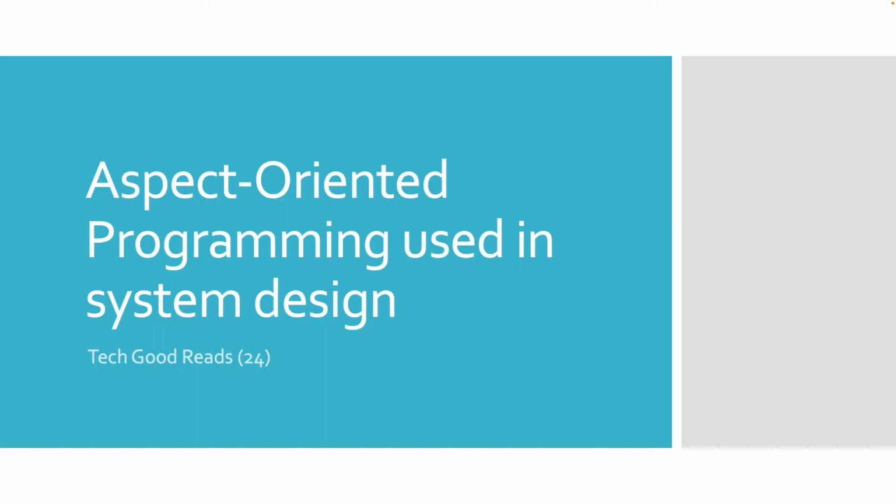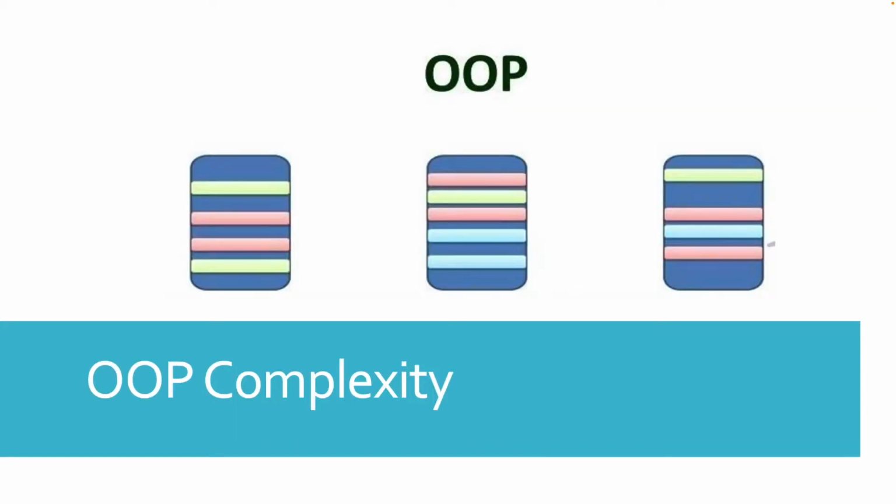Today I will talk about aspect-oriented programming used in system design. First, let's look at object-oriented programming. OOP is widely used and it encapsulates the code into classes and modules.